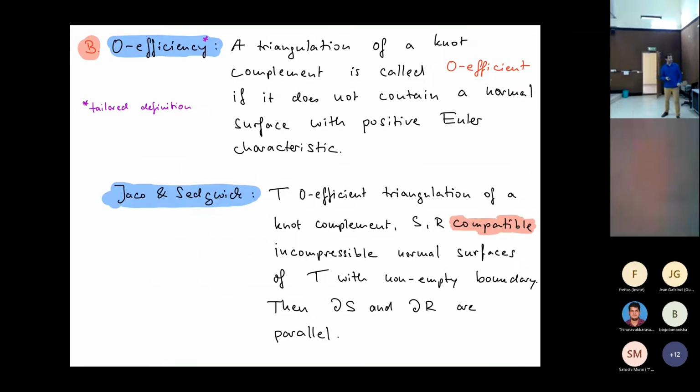All right, zero efficiency here. I will maybe very briefly just mention, zero efficiency is a property of a triangulation of a knot complex. So this is like a tailored definition for this talk, right? A triangulation of a knot complex is called zero efficient if it does not contain a normal surface with positive Euler characteristic. Right?